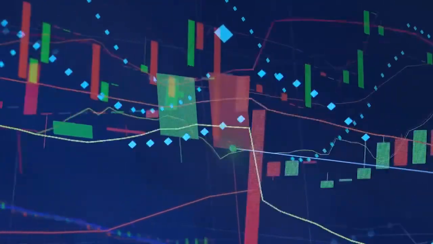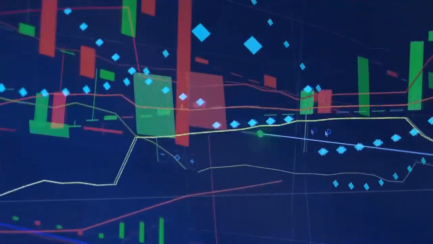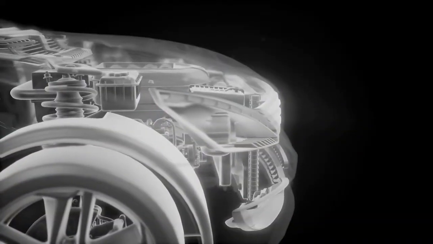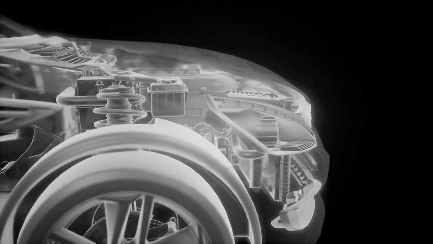One feature that stands out is backtesting. You can test your strategy against historical data to see how it would have performed in the past. While this is helpful, remember that past performance is not a guarantee of future results.